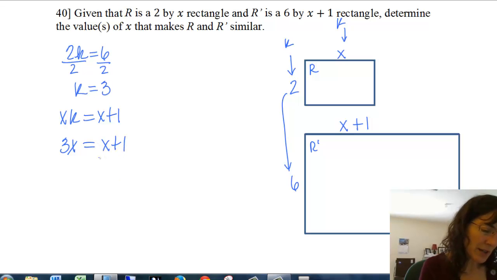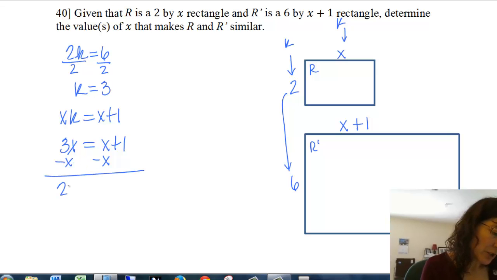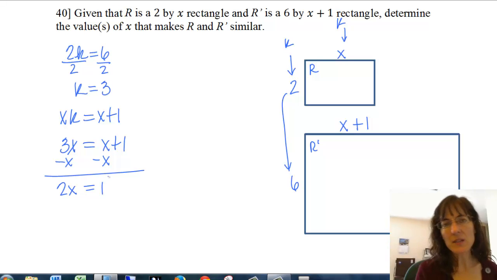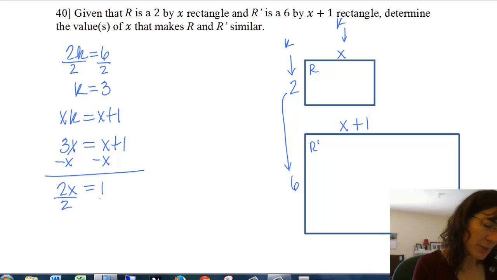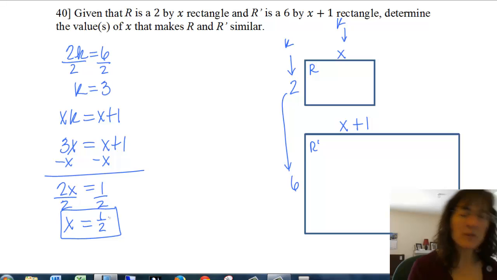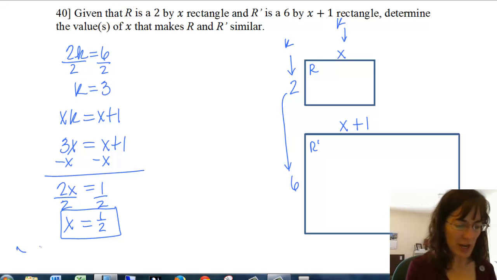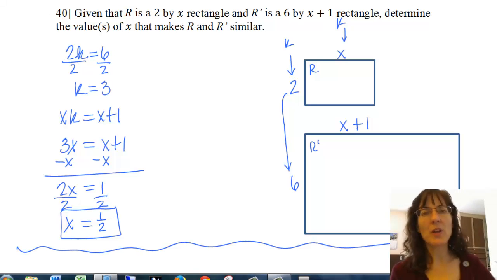Solve for x, so I want to subtract the x from both sides. So I get 2x equals 1, and then I want to still get that x alone, so I'm going to divide both sides by 2. And so I have x equals 1/2. That is one solution. Now I need to check what my other possibilities are.